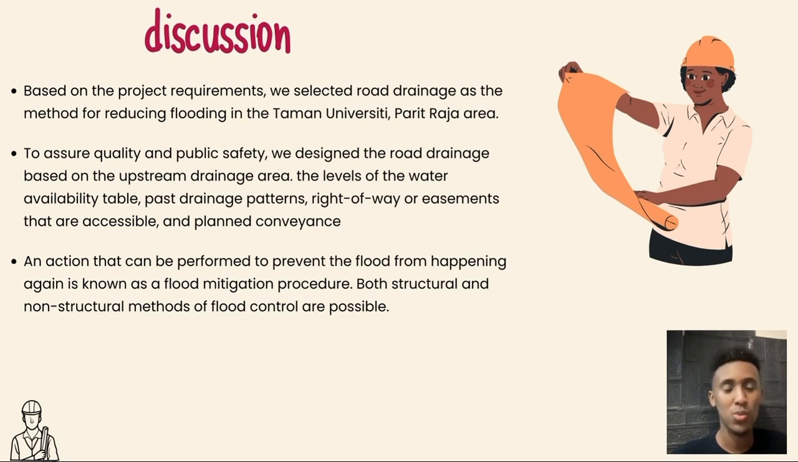Based on the project requirement, we selected road drainage as the method for reducing flooding in Taman Universiti Bandar area. To assure quality and public safety, we designed the road drainage based on the upstream drainage area. An action that can be performed to prevent the flood from happening again is known as a flood mitigation procedure. Both structural and non-structural methods of flood control are possible.